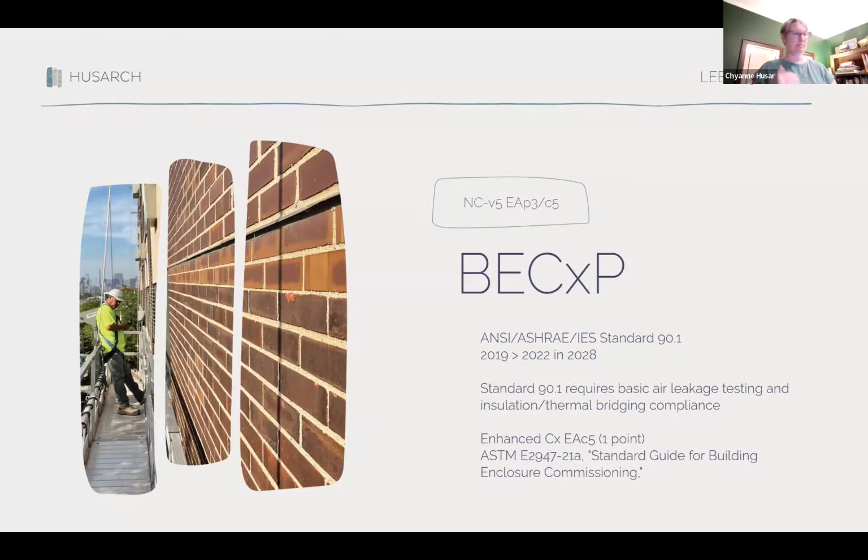This, partnered with some of the ICC updates in terms of requiring blower door testing or some of the BPI certified testing that we're seeing, those things are going to keep growing from a performance and testing standpoint. There is the enhanced commissioning credit, EAc5. You get a whopping one point for following the entire building enclosure commissioning.